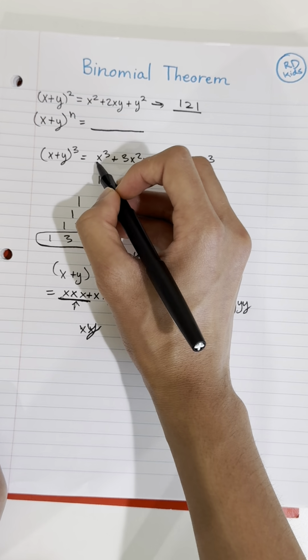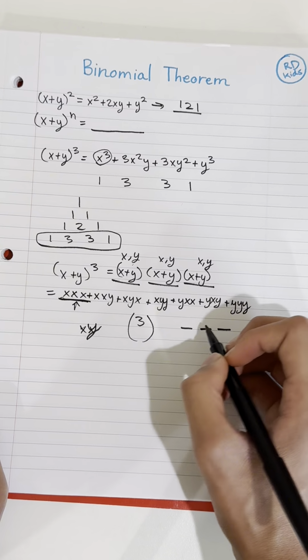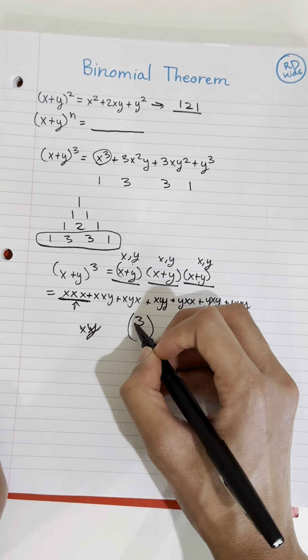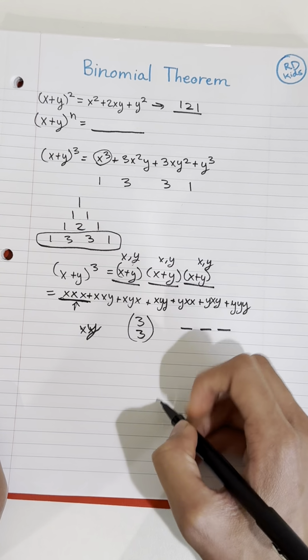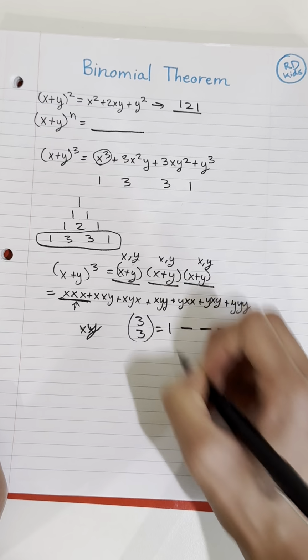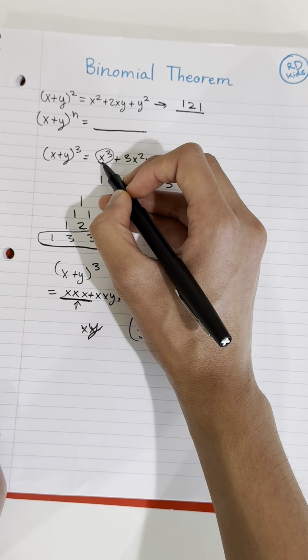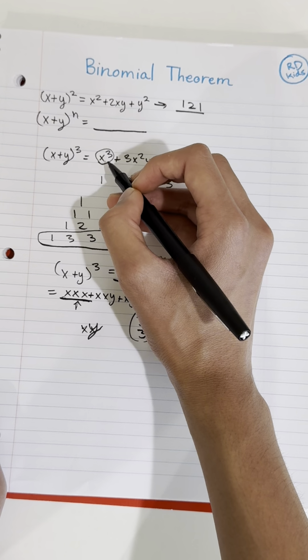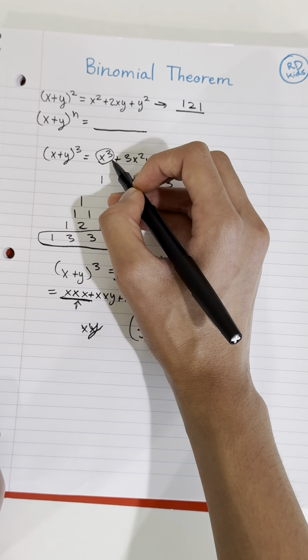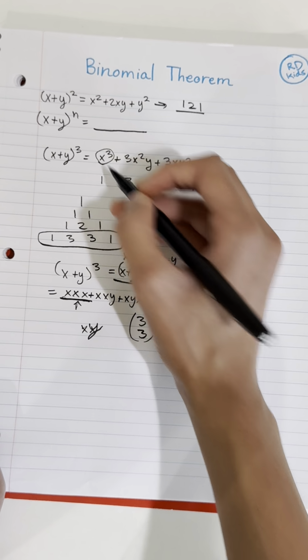So let's say for the first one, x³, we want all 3 x's. So from 3, we're choosing 3 x's, and this is equal to 1. So, as you can also see, the coefficient of x³ in (x + y)³ is just 1.